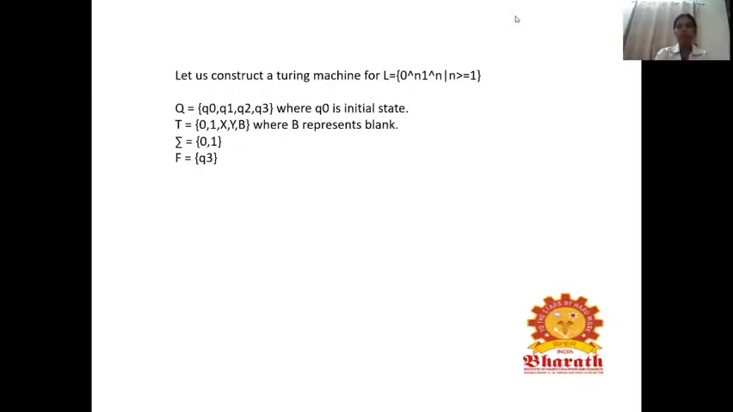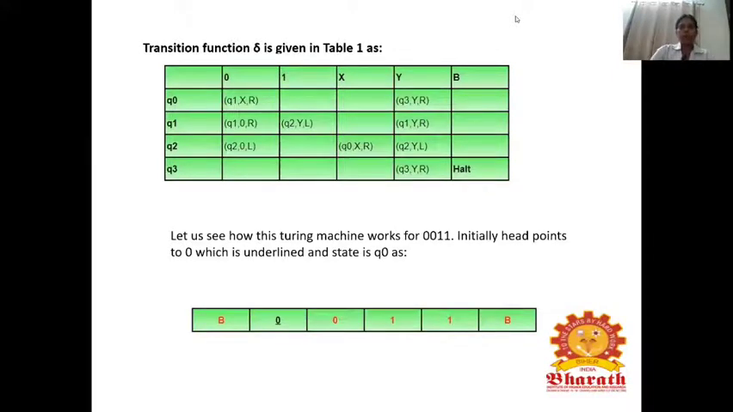Now here, for example, Q, we have the 4 states, that is Q0, Q1, Q2, and Q3. Q0 is the initial state. And then we have T. Here the tape symbols are 0, 1, X, Y, and B represents the blank. And then the input alphabet is 0, 1. Q0 is the initial state. Q3 is the final state. So the tabular column is given for the transition function.